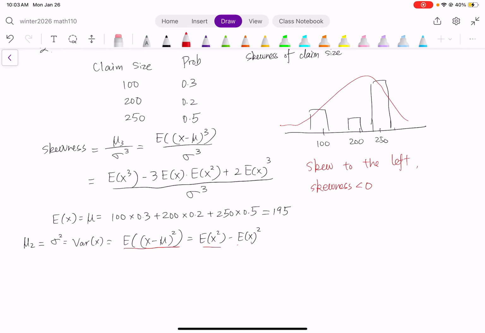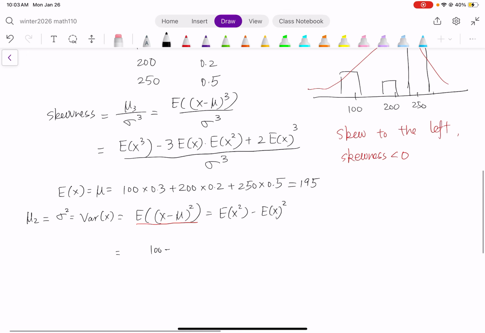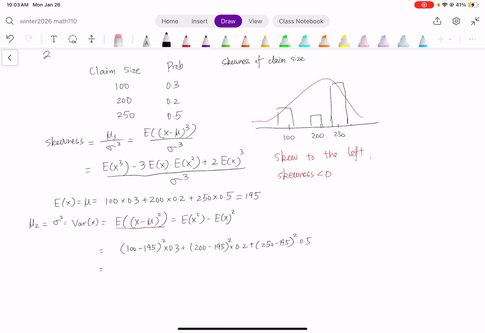Instead of calculating each raw moment separately and putting them together, I calculate this directly, which is the expected value of x minus mu squared. What is x? It's 100. What is mu? You just calculated 195. You square it and multiply by the corresponding probability, 0.3. Second case, 200 minus 195, squared, multiplied by 0.2. Plus 250 minus 195, squared, multiplied by 0.5. You should end up with 4,225, and that will give you a standard deviation equal to the square root of that.